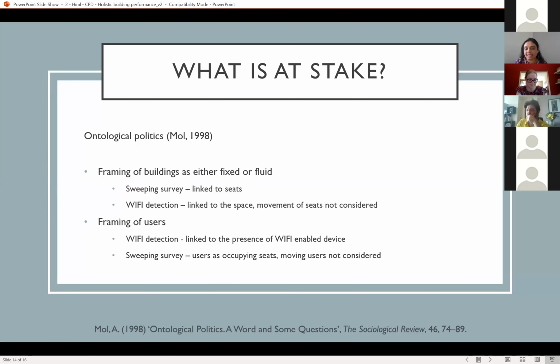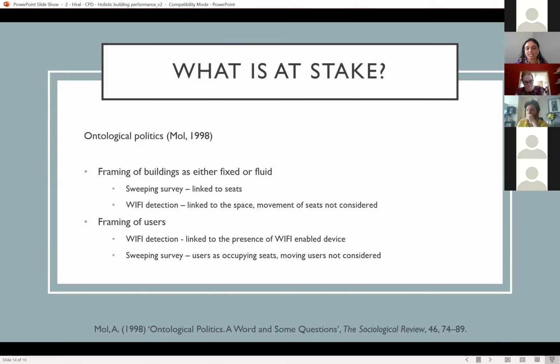So what is at stake when we are thinking about methods for building performance evaluation? And here I want to draw the idea of ontological politics from Emmanouil, where she's saying that the methods have a kind of a role to play in how we frame the research object. So by using the 4 methods, we are framing the buildings quite differently. So in sweeping survey, the building occupancy and the building is framed in terms of the number of seats. And in Wi-Fi detection method, the kind of space is framed in terms of the location of the node, and the seats are not even featured in that case. It's the presence of the Wi-Fi enabled device.